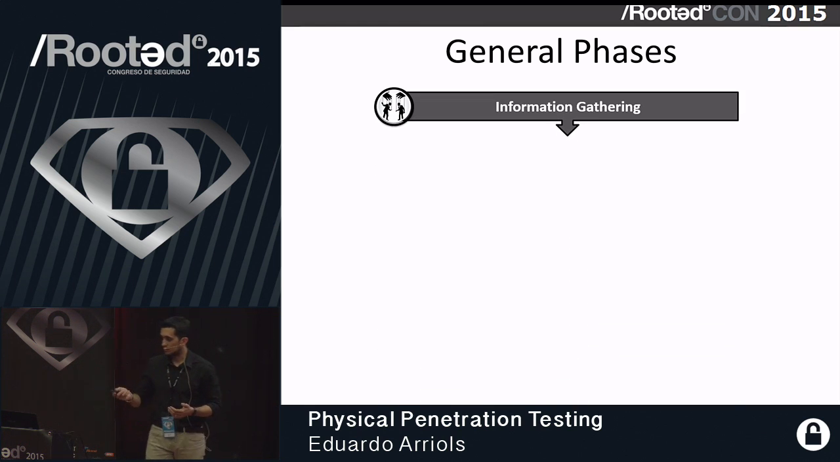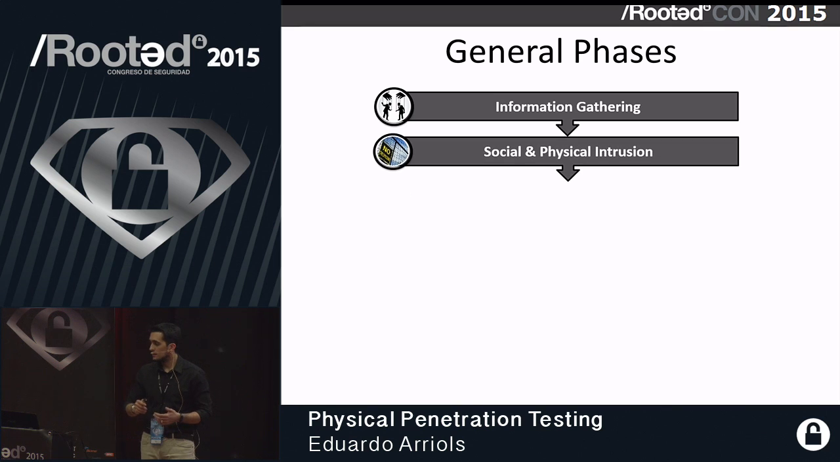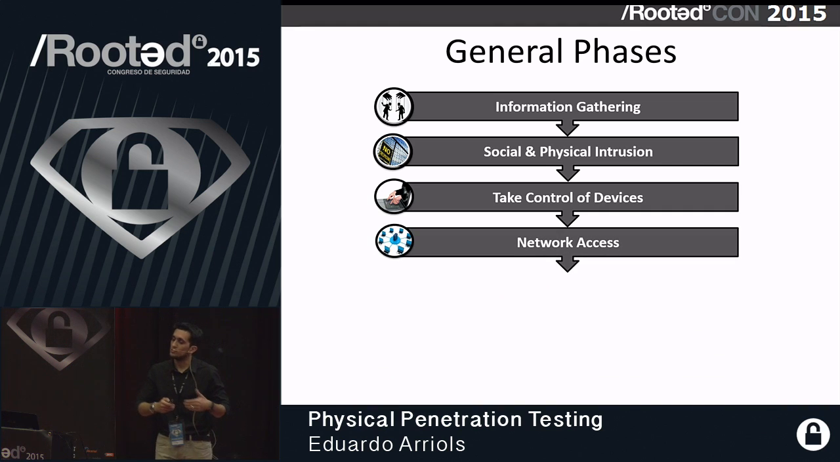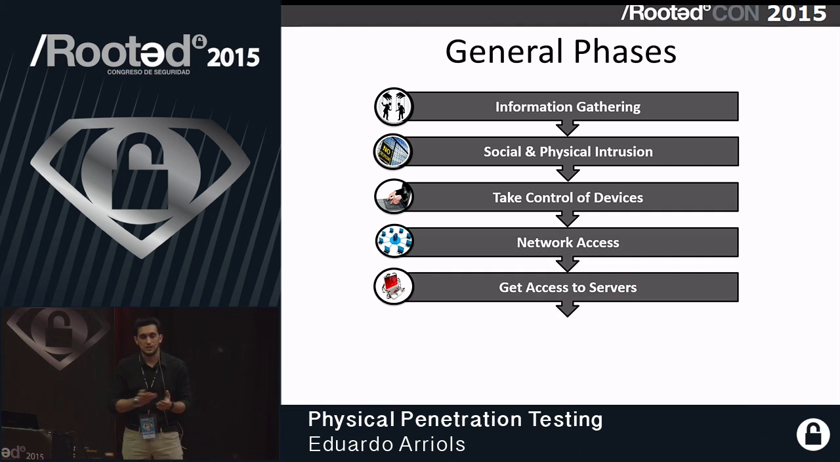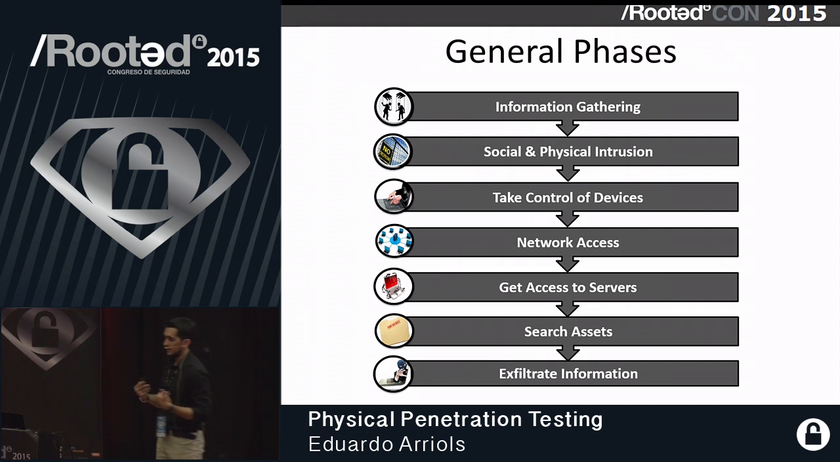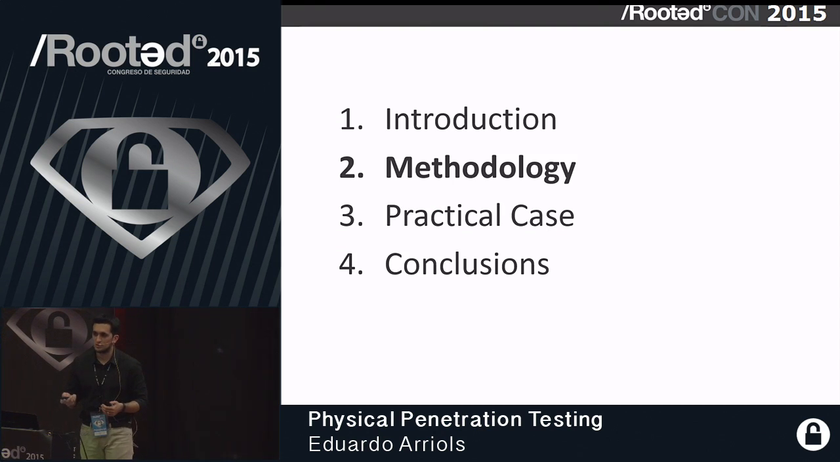So now I'd like to go through the phases. First, information gathering. Another is physical intrusion and social engineering to access the environment. Then you take control of the device. Then you check out what's on the network. Then you get access to servers. Then you search for the information that you want to obtain, and then you exfiltrate the information.